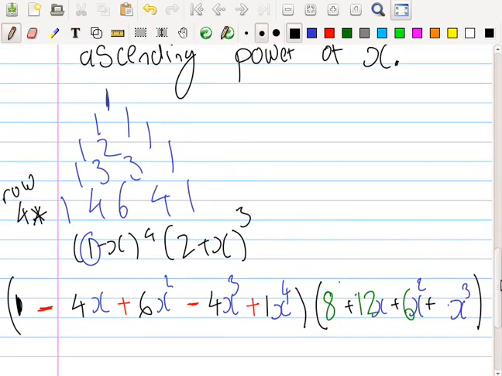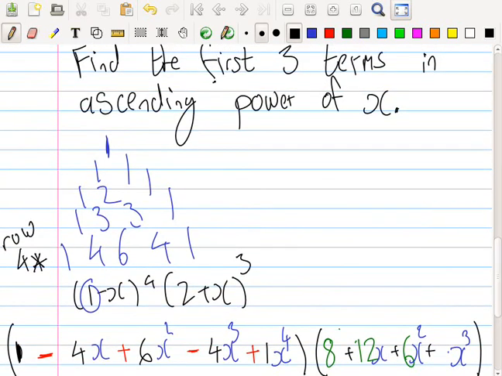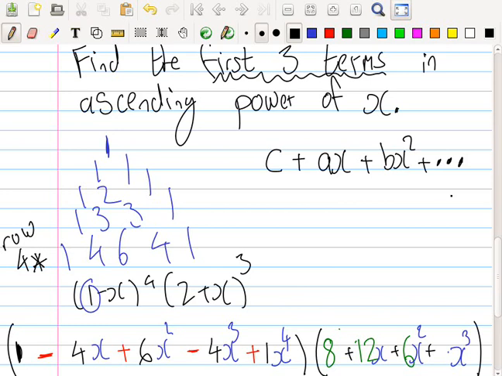Now go back to the question for a moment. I want the first 3 terms. What does that mean? It means I want a constant, plus an ax, plus a bx squared, and I don't care about the extra pieces. Do you understand what I mean when I say first three terms? No? Okay. It means I only want this, this, and this. You don't need to tell me the rest. You only need to give me this, this, and this in your answer.